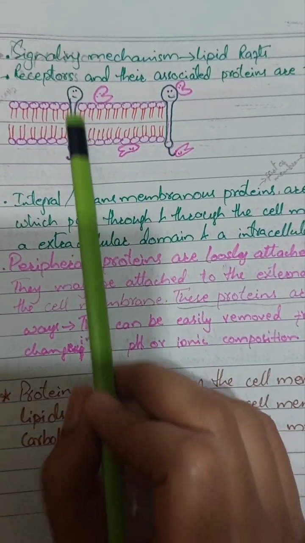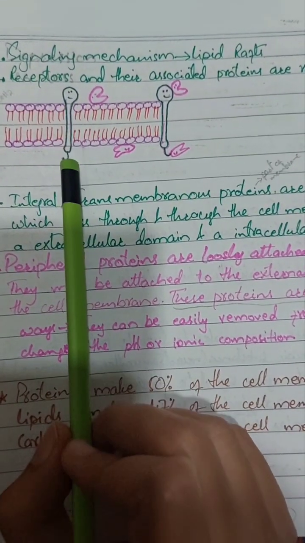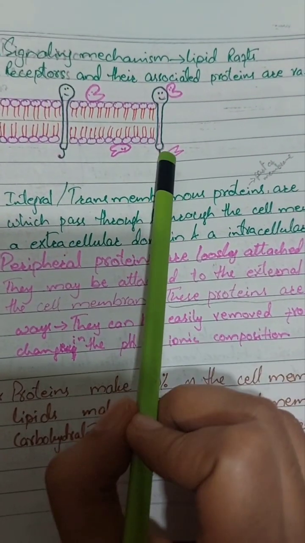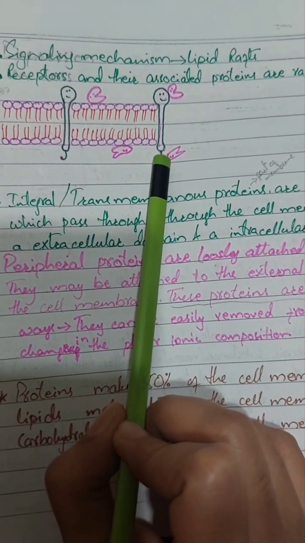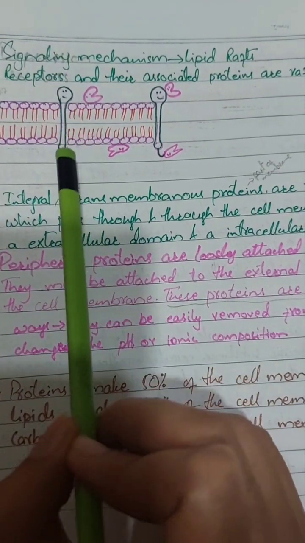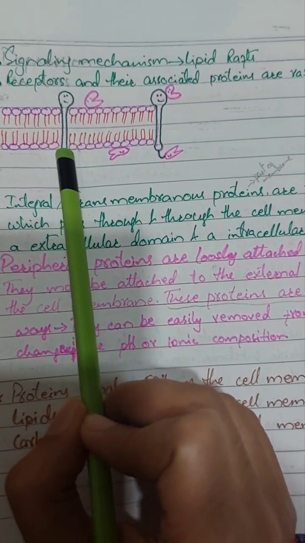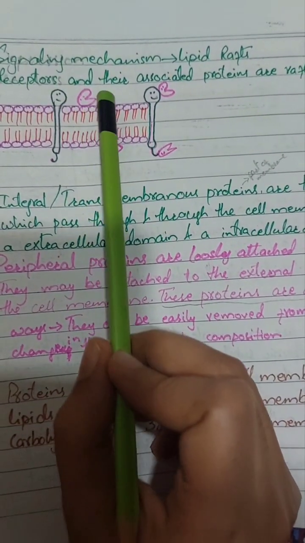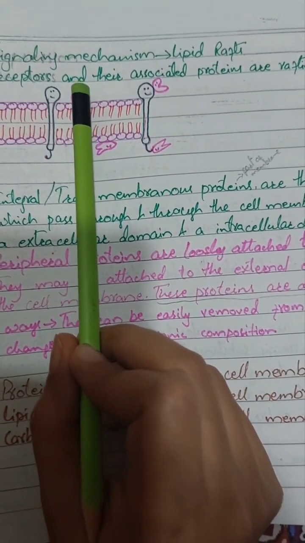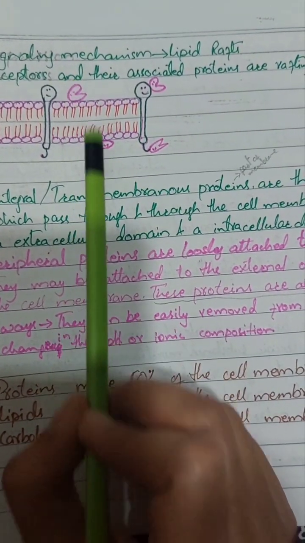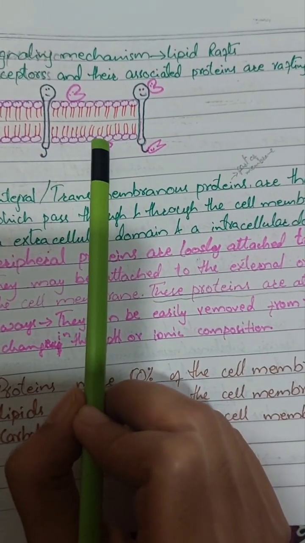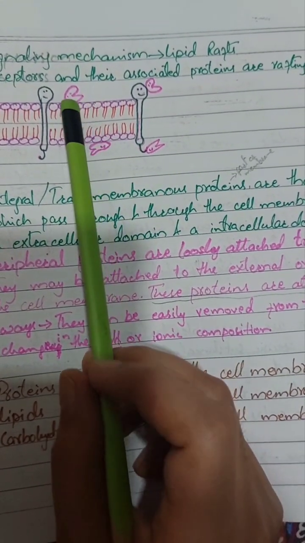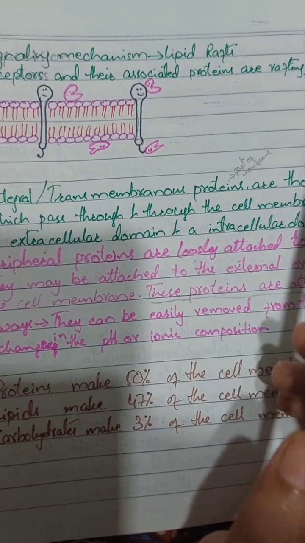There are two types of receptors: integral proteins or transmembranous proteins, those proteins which pass through and through the cell membrane, like these green ones. They have an extracellular domain and an intracellular domain. And others are peripheral proteins which are loosely attached to the membrane, like this pink one. They may be attached to the external or internal side of the cell membrane.